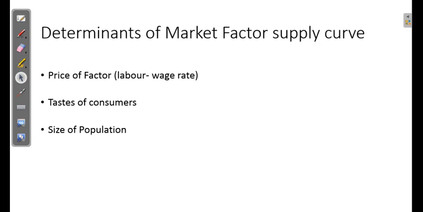So if the population is very high in a country or in a region, generally the factor supply curve, particularly labor supply curve, would be more, because there would be more people willing to work. The fourth very important factor is labor force participation rate. So labor force participation rate is obtained by dividing the total labor force with the total economically active population.